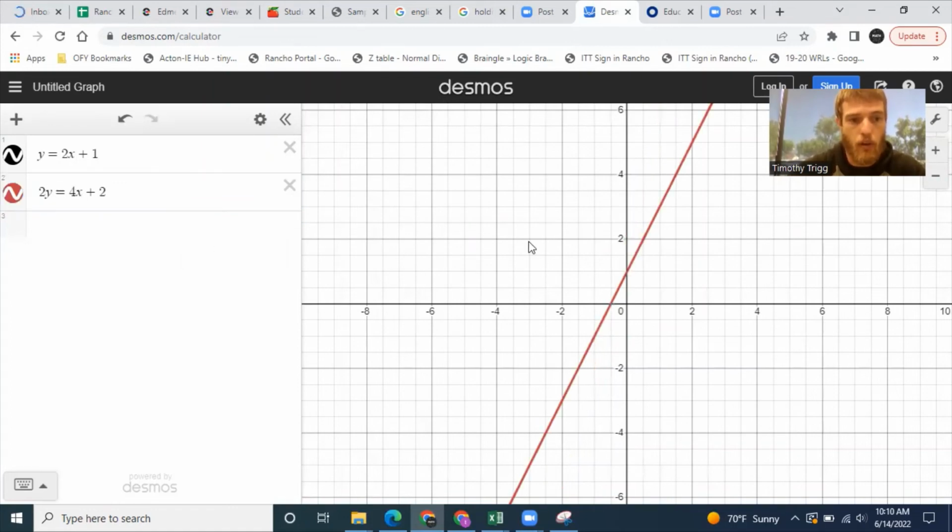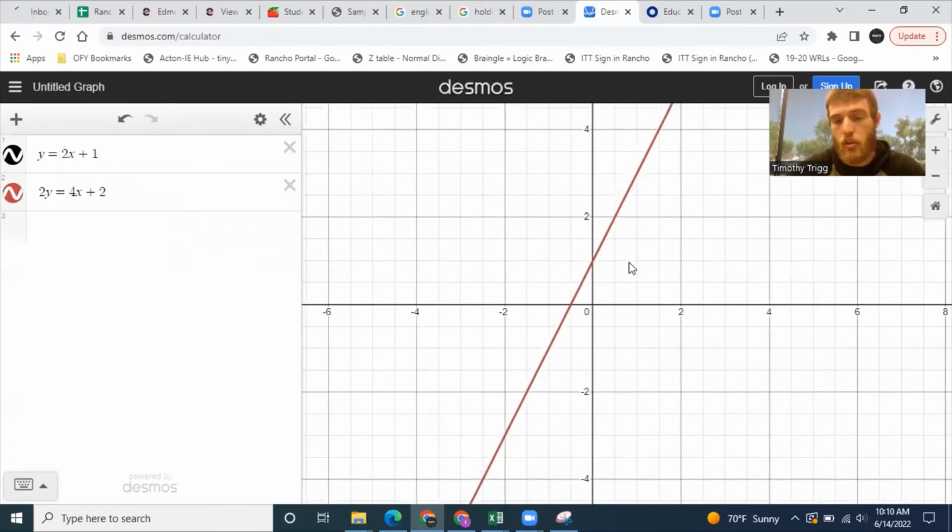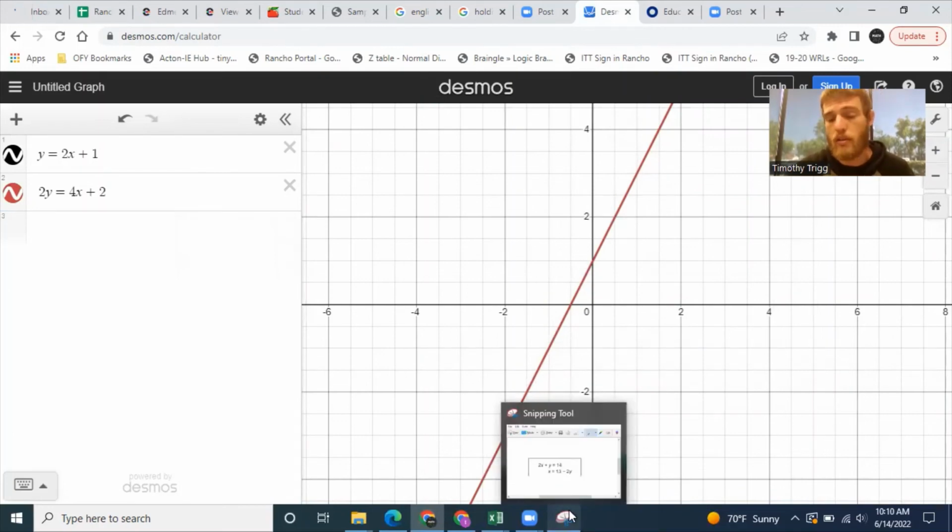2y equals 4x plus 2, sorry. Notice that the two lines are actually on top of each other. So this has infinite solutions. So that's something you could check as well, just by graphing the two equations. And if you see that the two lines are actually on top of each other, then that's infinite solutions.